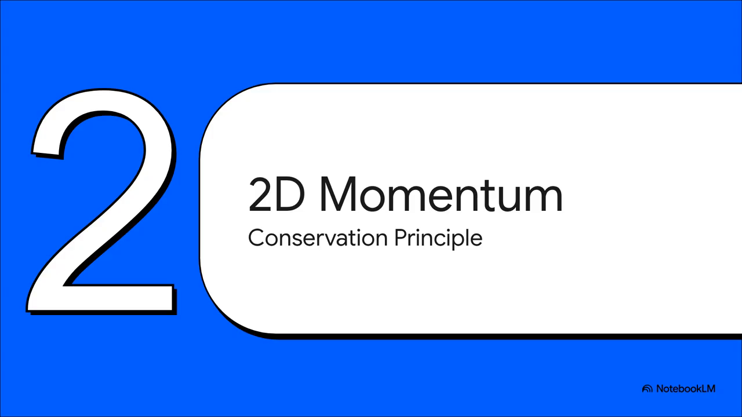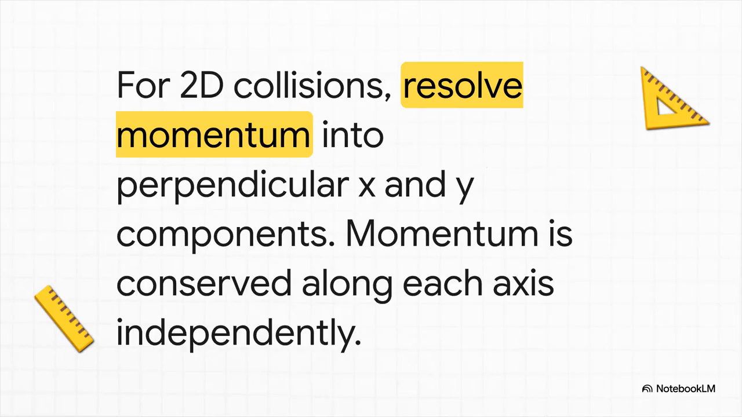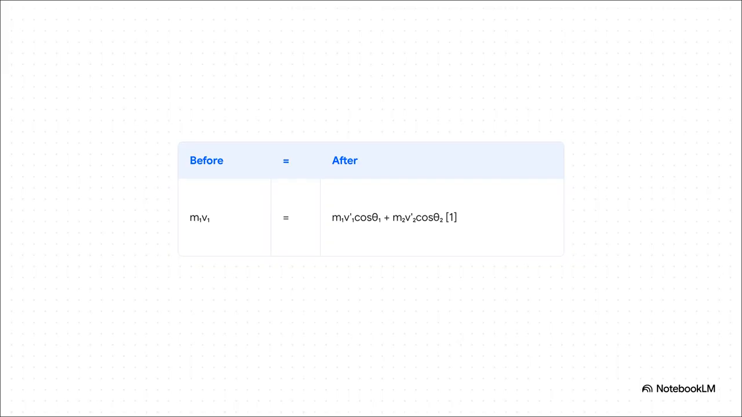Think about what happens in two dimensions, like when two billiard balls collide and scatter across the table. You know, the secret to not getting overwhelmed by these 2D problems is to just break them down. Instead of looking at the whole messy collision at once, we're going to analyze the motion along the horizontal x-axis and the vertical y-axis completely separately. The cool part is that momentum is conserved on each axis, all on its own. So let's start with the x-axis.